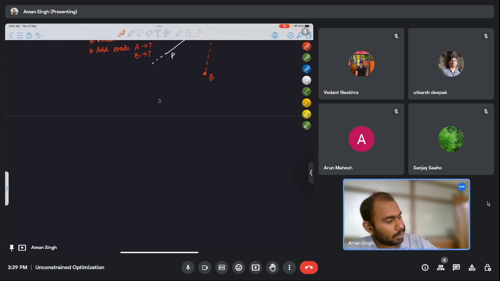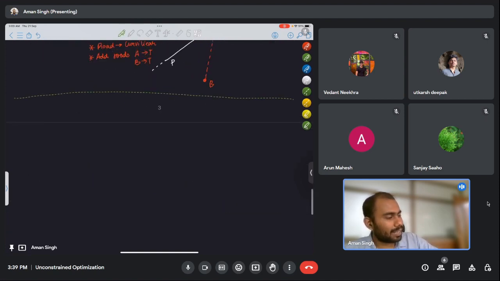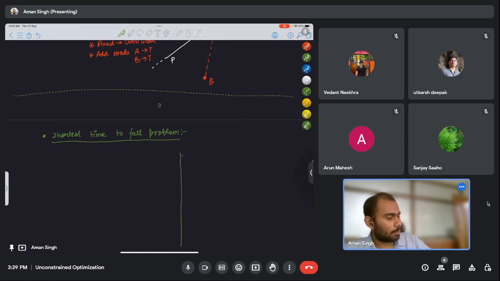Now, there is one problem that you all might remember solving in your undergraduate or school years: the shortest time problem, or time to fall problem. Let's say I have a vertical plane. Let's say this is X, this is Y, and this point is O.